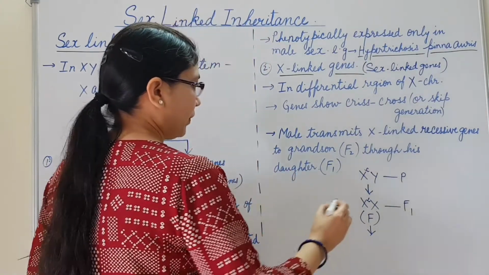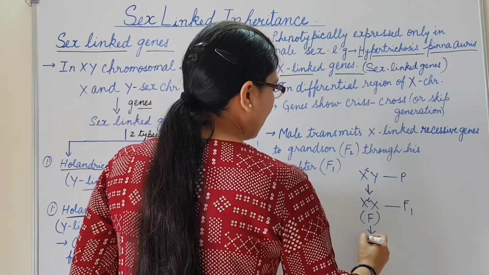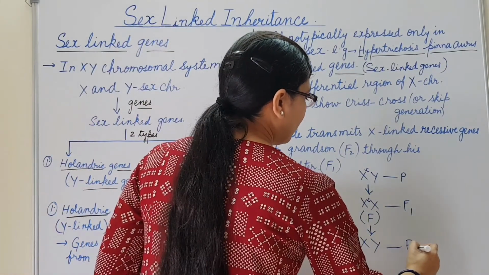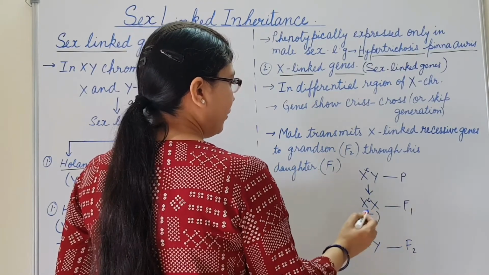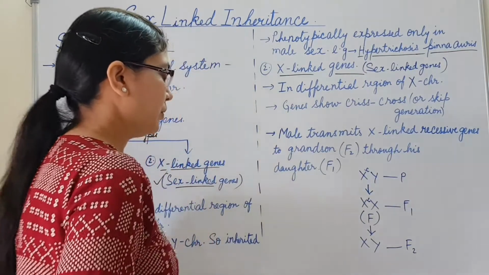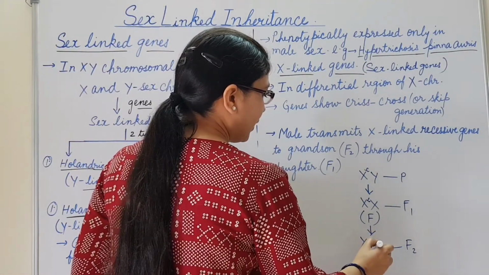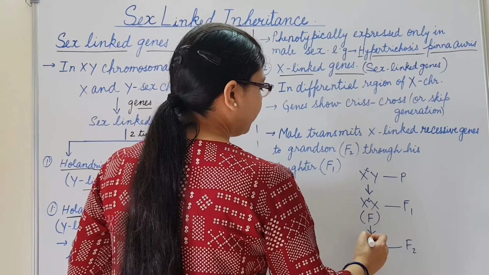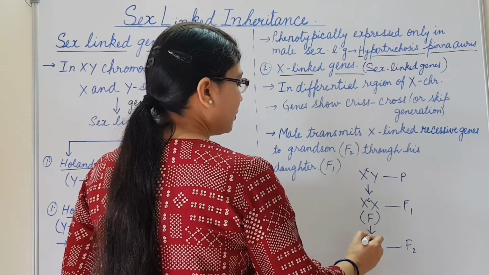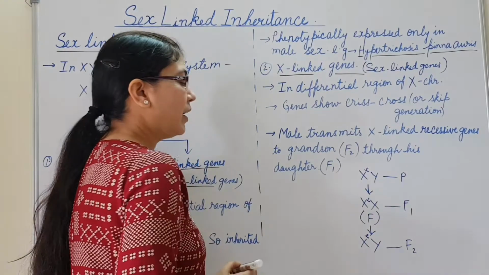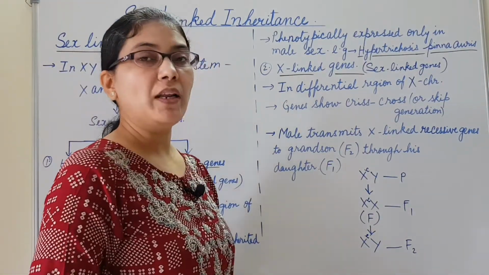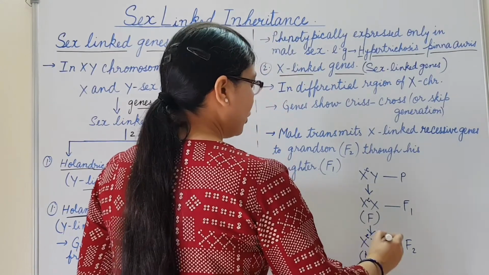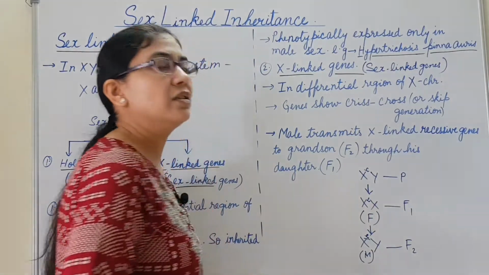In the next generation, again after fertilization, offspring are produced. Suppose one of the offspring is male, in the F2 generation. He is the son of the F1 generation and the grandson of the parental generation. This male receives the X chromosome from the mother, so this X chromosome has the recessive X-linked gene. Now only one X chromosome is present and the other is the Y chromosome because it is male. So in this F2 generation, this recessive gene c is expressed.